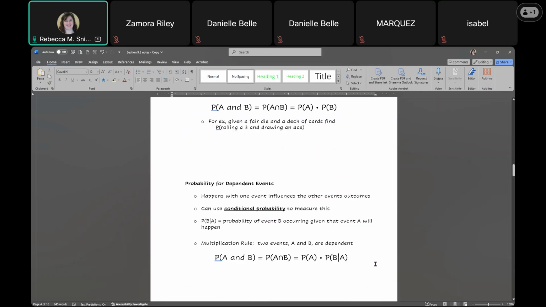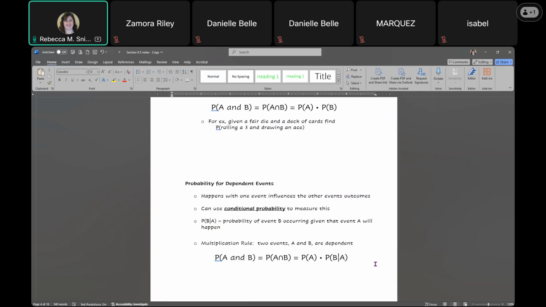Dependent events is where that conditional probability comes into play. And the reason for that is because, again, a dependent event meant your first probability had a direct impact on the outcome of the second. So in order to use your multiplication rule here, you would take your first probability and you would multiply it to the conditional probability of the second event.